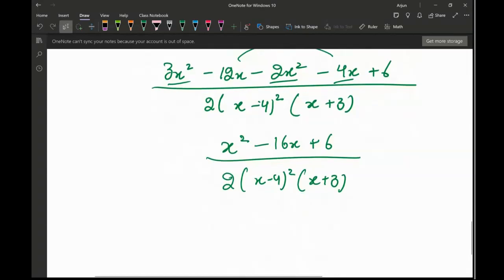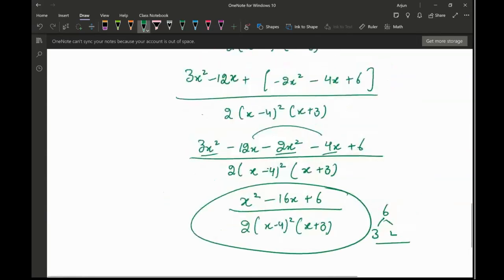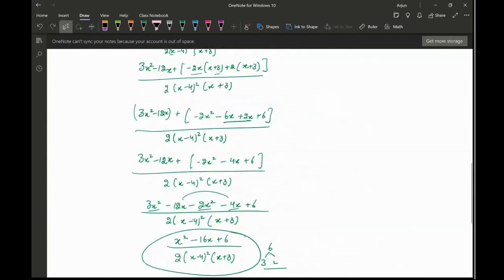And can I simplify it more than this? If I can, I'll see the factors of 6, 3 and 2. No, I cannot simplify any further. So this will be my final answer. So that's how you're going to solve questions when you are adding or subtracting two fractional expressions. Hopefully you were able to understand this.